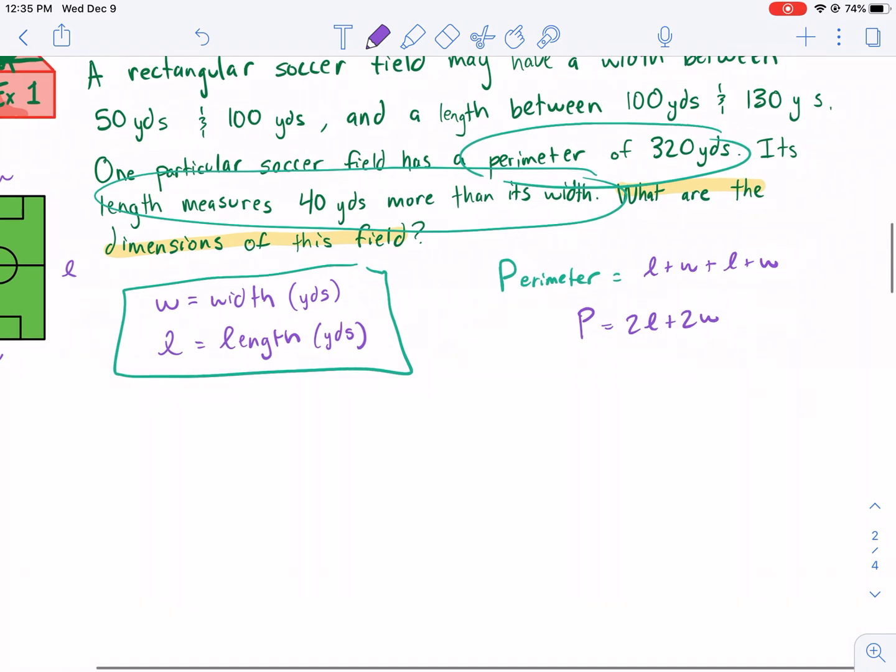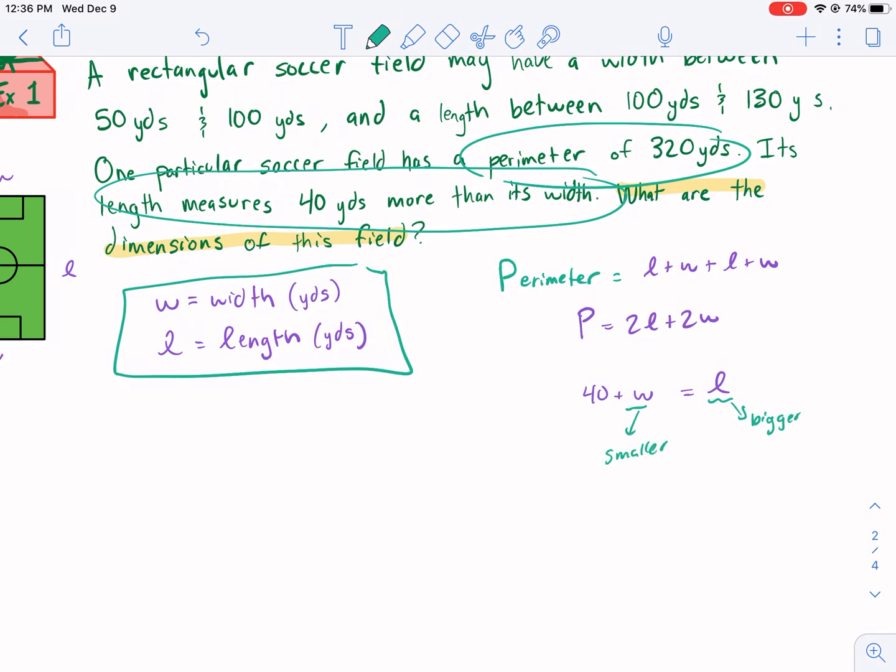And the other one that we have is its length measures 40 more than its width. So if we're relating the width to the length, we know they're not equal. The length is 40 yards more than its width. So we have to add 40 to the width in order for it to equal L. A lot of students get confused and think this means that the W is bigger. No. If you have to add to the W, that means the L is bigger, okay? I'll even write it down to help you out. This is the bigger, and this one is smaller.